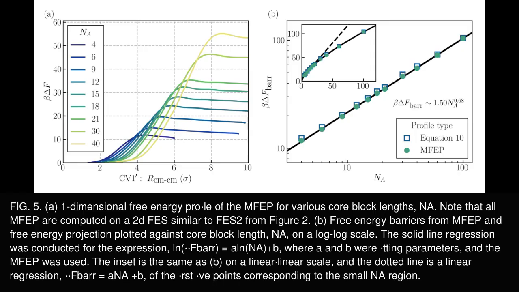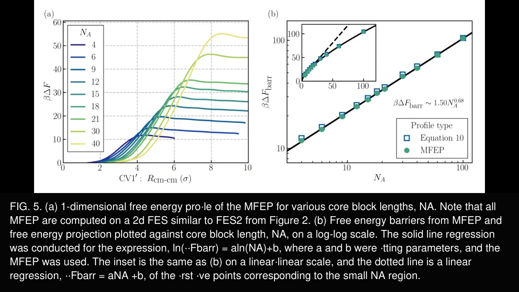Figure 5 examines how the free energy barrier for a chain to escape from a micelle depends on the length of the core block, Na, by computing one-dimensional free energy profiles along the minimum free energy path. Part A presents these profiles for multiple core block lengths, all computed on similarly constructed two-dimensional free energy surfaces. As Na increases, the barrier height varies, reflecting how chain length influences escape energetics.